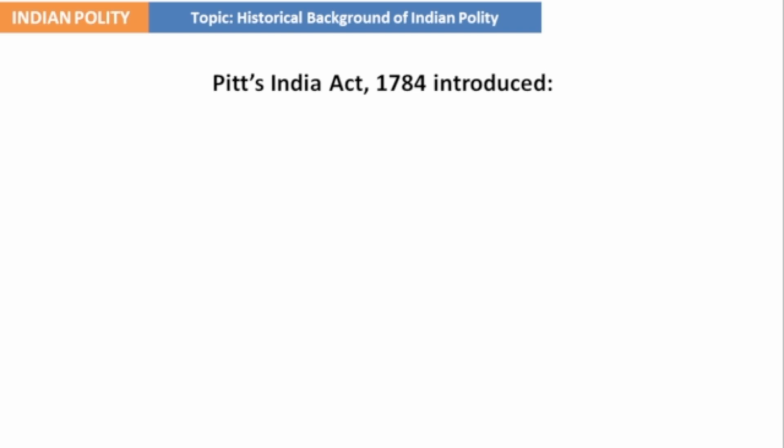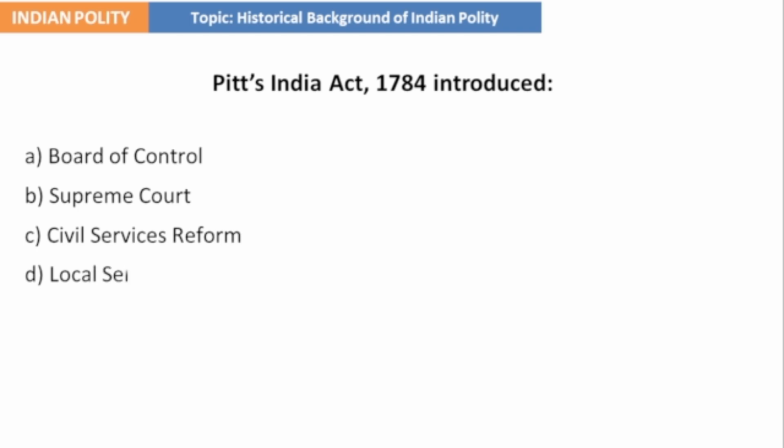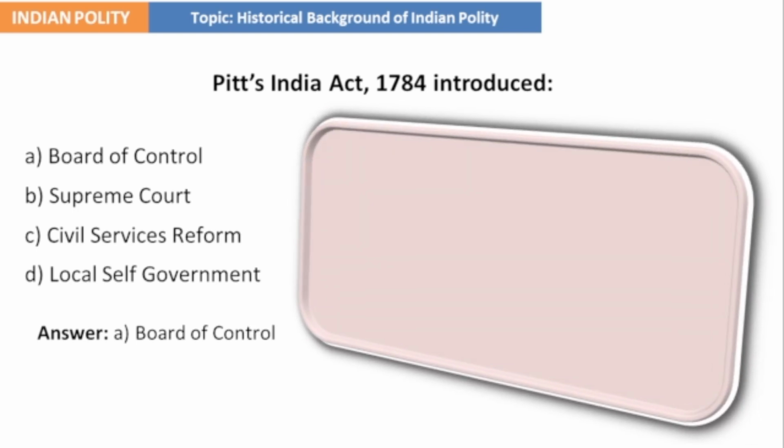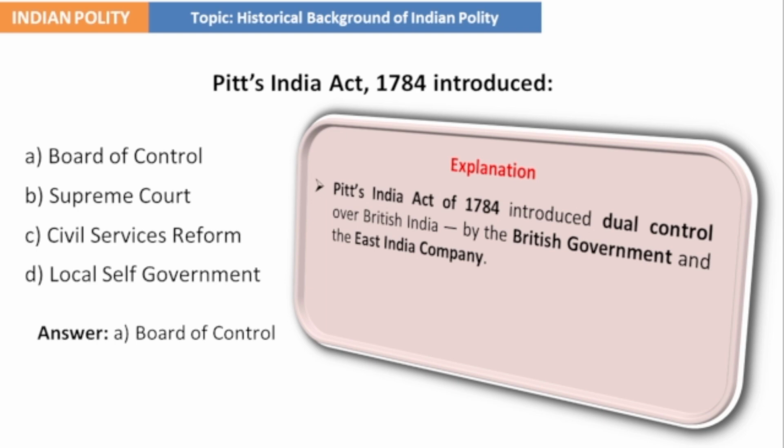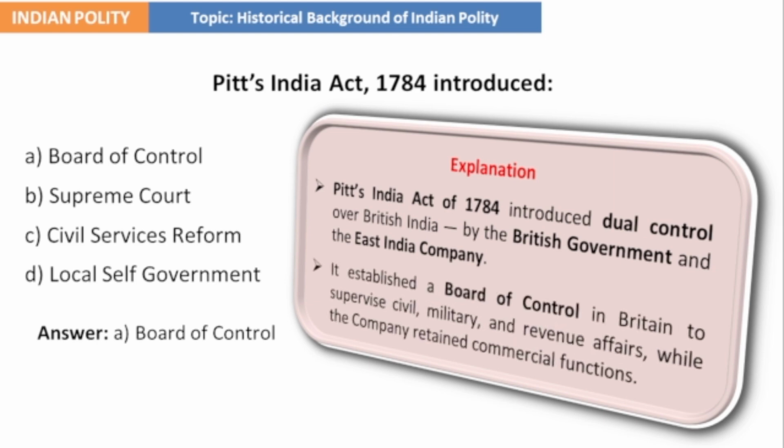Pitt's India Act 1784 was introduced by... answer is option A, Board of Control. Pitt's India Act of 1784 introduced dual control over British India by the British government and the East India Company. It established a Board of Control in Britain to supervise civil, military, and revenue affairs, while the company retained commercial functions.